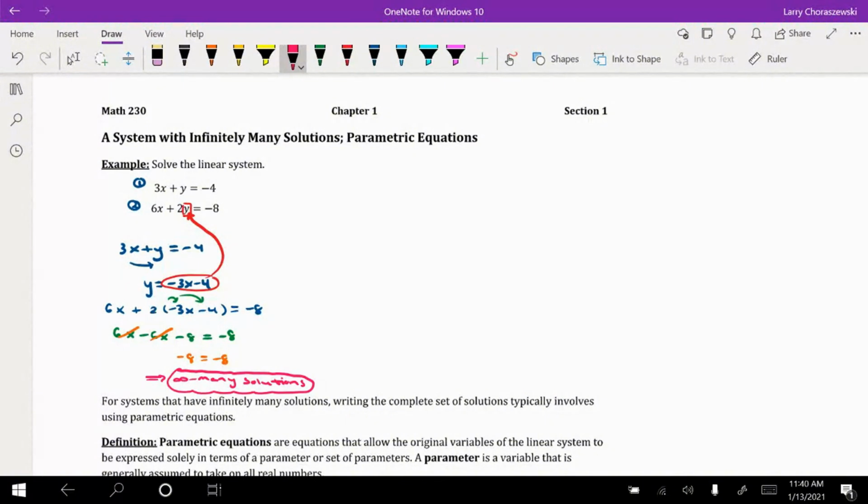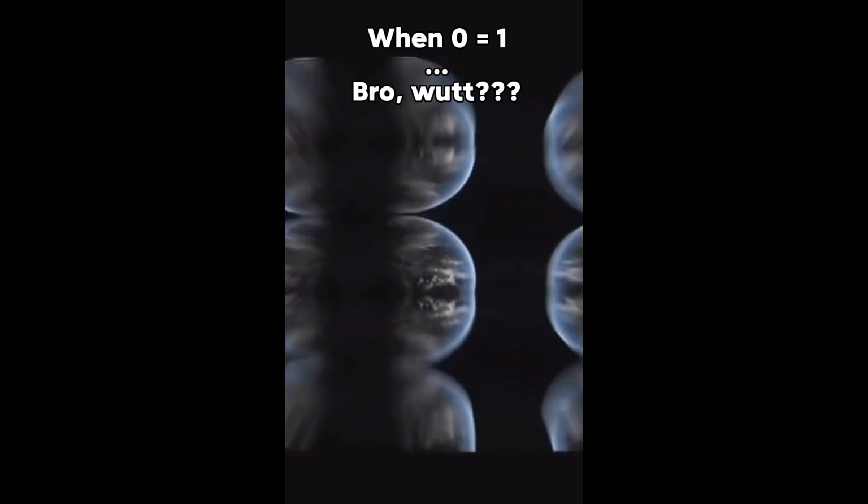So this system does have infinitely many solutions. Okay, that's the indication via the algebra. Now, if it were no solution, we would see something like negative 8 equals 5, or negative 8 equals 0, or 0 equals 1. So a no solution case would be, if we had something like 0 equals 1, something like that would imply no solution.